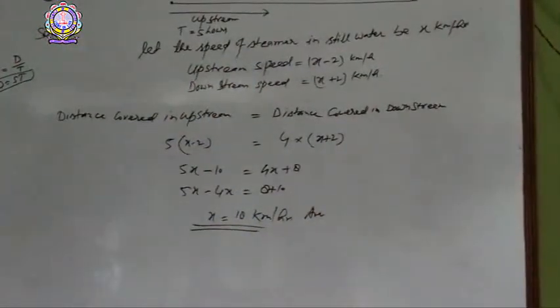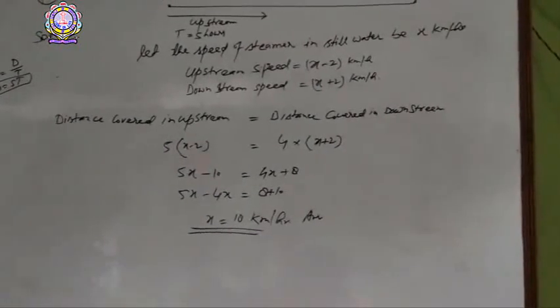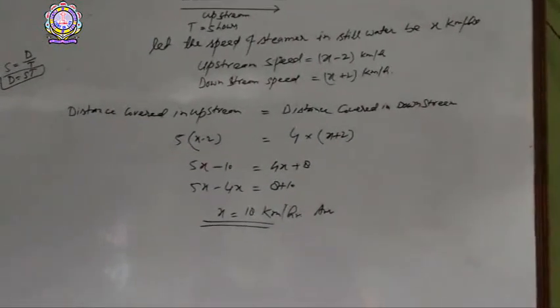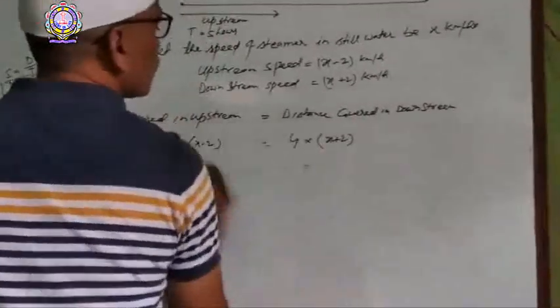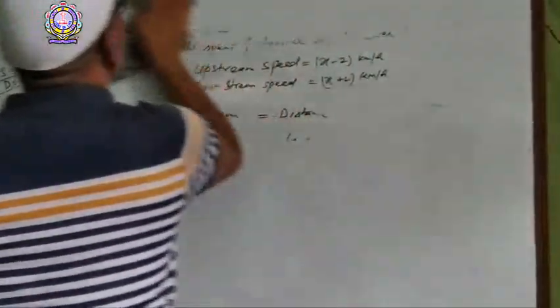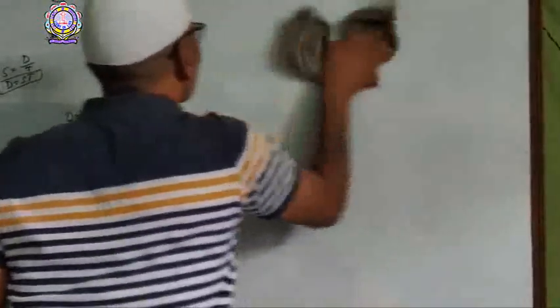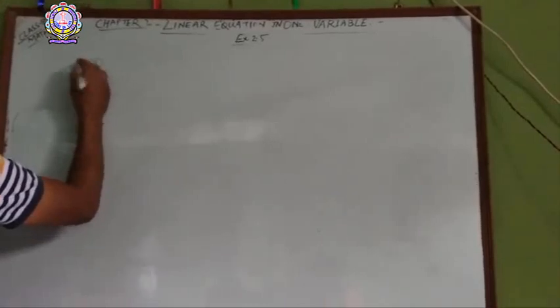Now come to question number 13. Question 13 is, in a class of 65 students, the number of boys is 3/5 of the number of girls. Find the number of boys in the class. The number of boys is 3/5 of the number of girls.